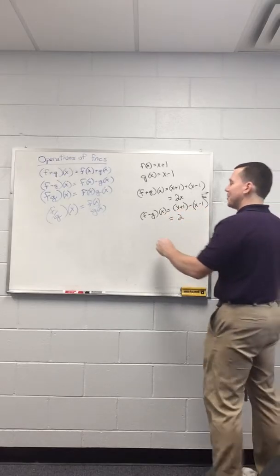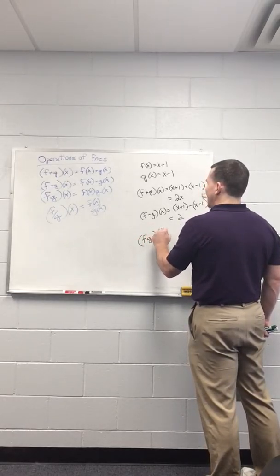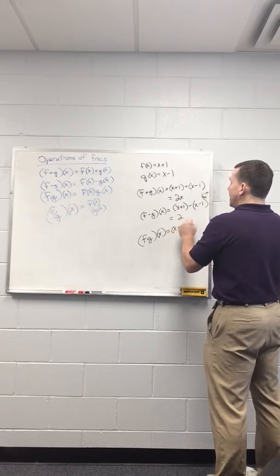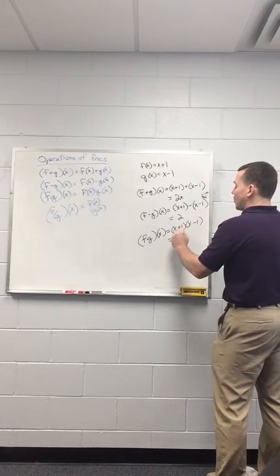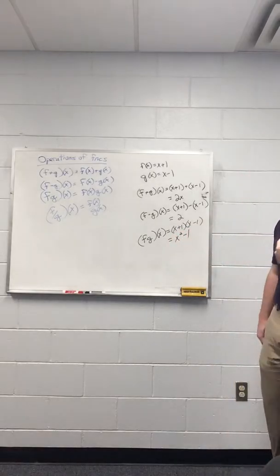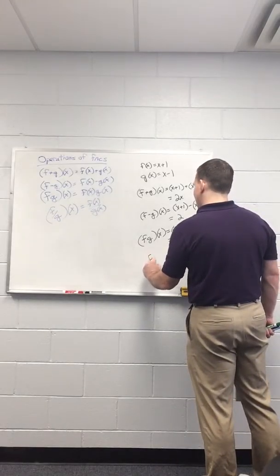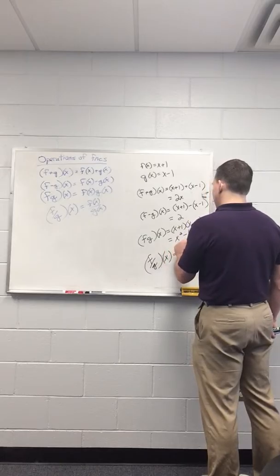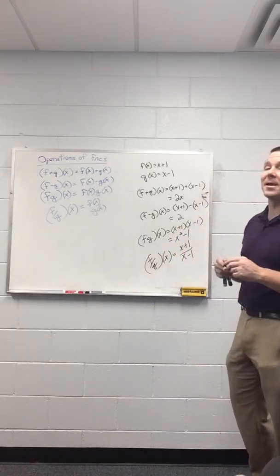I'm going to quickly run out of room here, but if I want to do f times g of x, that's the product, so I multiply them. X plus 1 times x minus 1, which you guys recognize as a difference of squares, x squared minus 1. You can just FOIL it out if you're unsure. The last one, f divided by g of x, is just x plus 1 over x minus 1. And there's nothing I can do from there, so I stop.